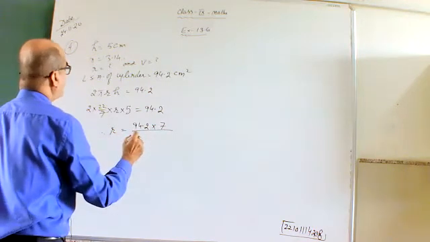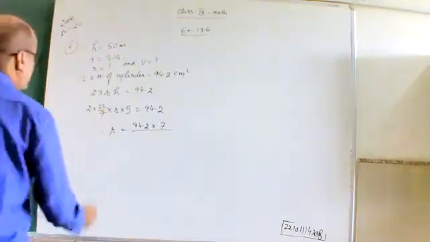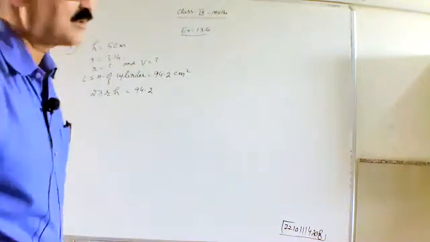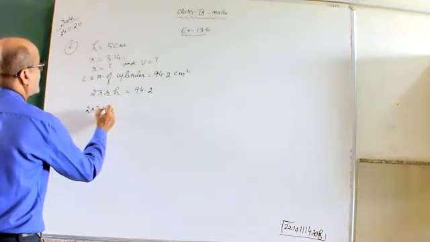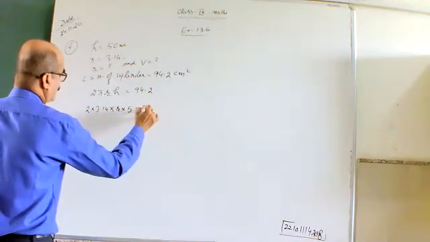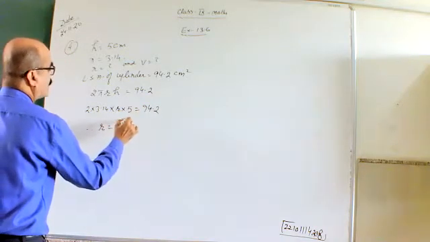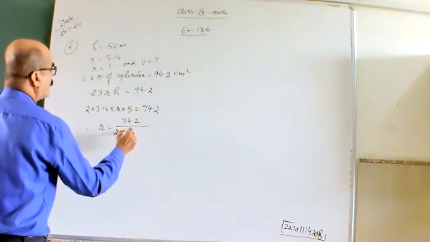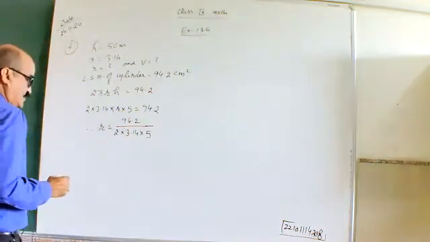Actually, you have to use the value of pi as 3.14, sorry, it is given, isn't it? Pi is equal to 3.14. So 2 into 3.14 into r into h, which is 5, is equal to 94.2. So therefore r is equal to 94.2 divided by 2 into 3.14 into 5.